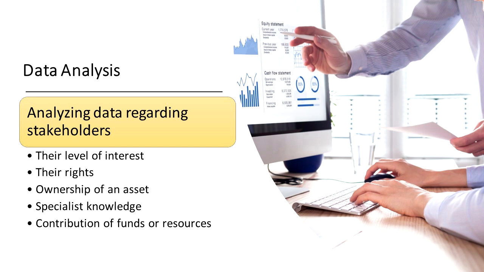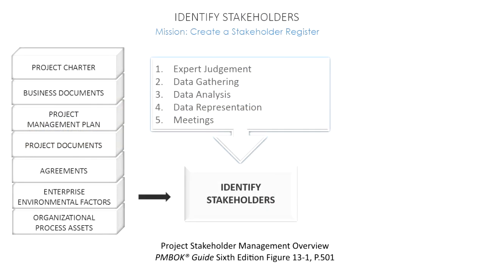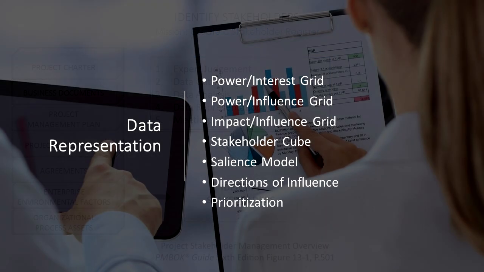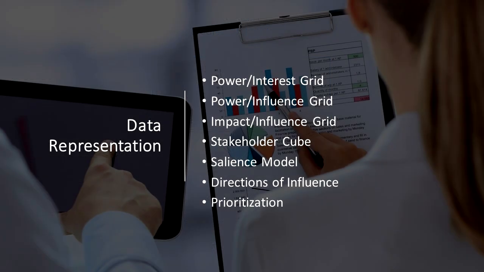Also, under data analysis, we could think about document analysis, which is taking a look at the currently available project documents to glean stakeholders. The next tool and technique is data representation, and this refers to different ways we could represent the data gathered about stakeholders. We have the power interest grid, the power influence grid, the influence impact grid or the impact influence grid, and each of these are ways of illustrating and depicting stakeholder data.